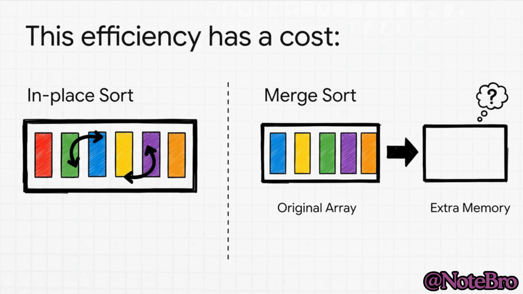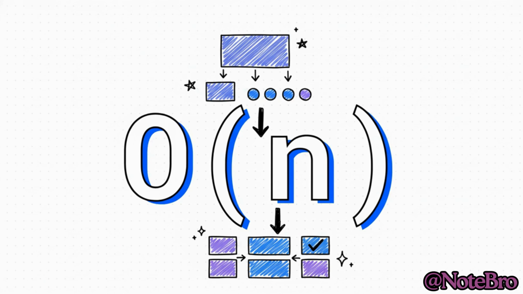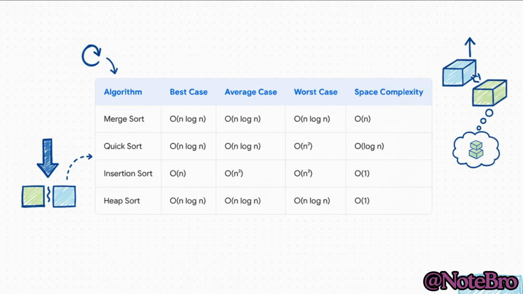But there's no free lunch. This incredible efficiency comes with a trade-off, and that trade-off is memory. See, some algorithms are in place, meaning they can just shuffle data around inside the original list. Merge sort, well, it can't do that. It needs some extra workspace. Specifically, it needs a whole separate temporary array that's just as big as the original one to help with the merging process. And this gives it a space complexity of O of n. All that means is that the amount of extra memory it needs grows in a straight line with the size of the list you're trying to sort. More data, more memory.